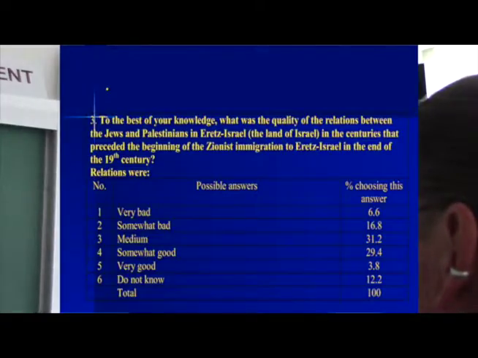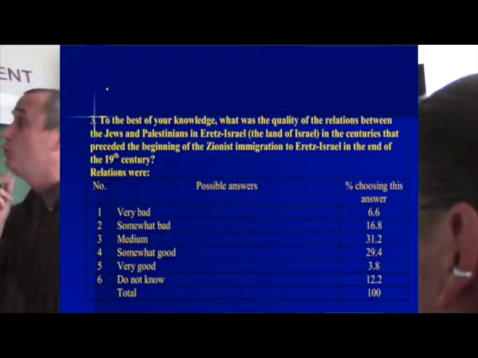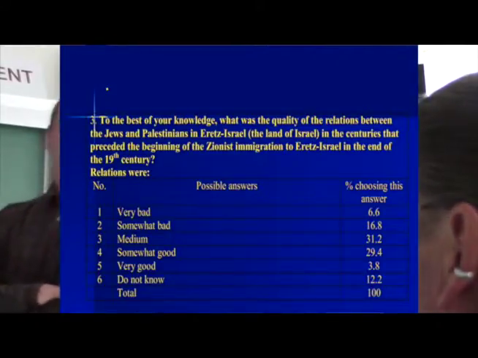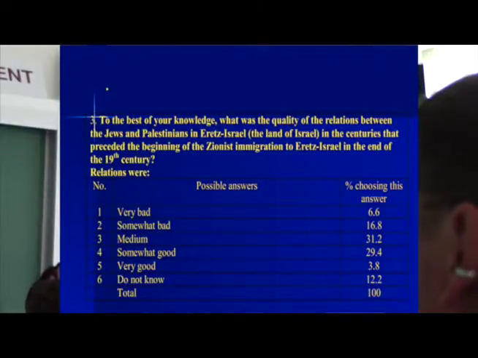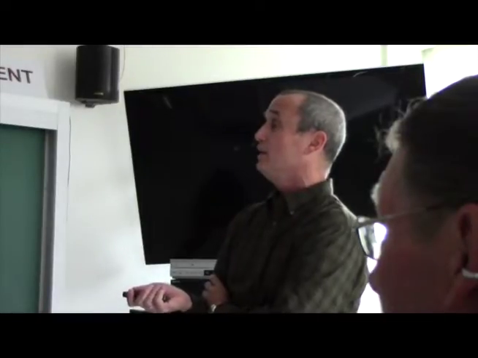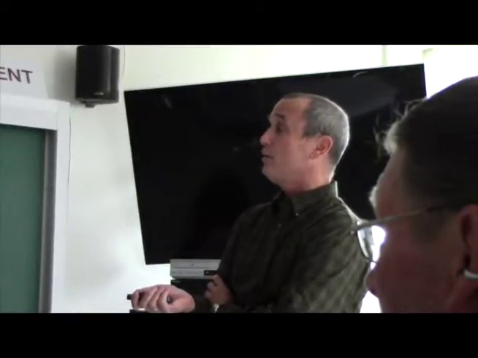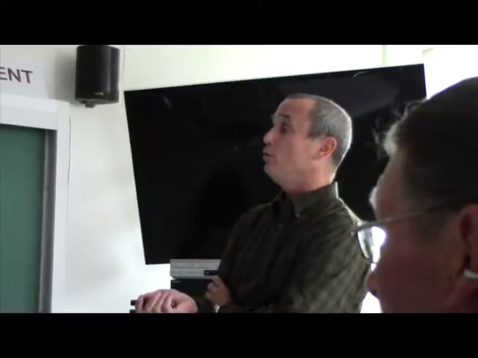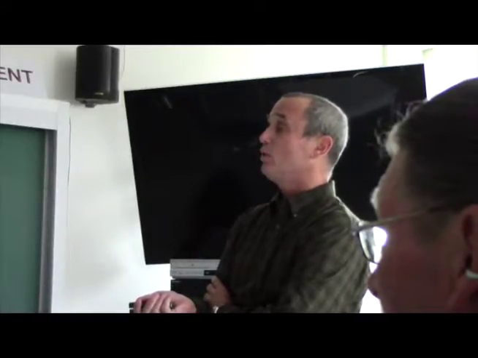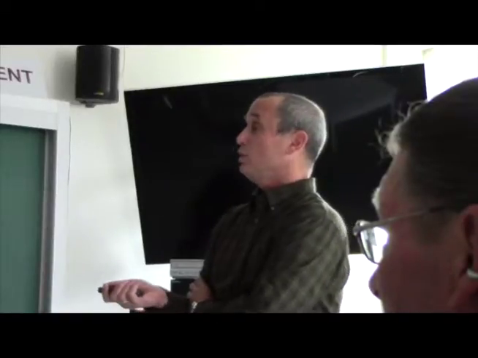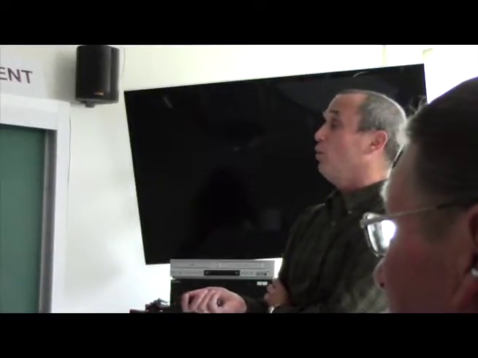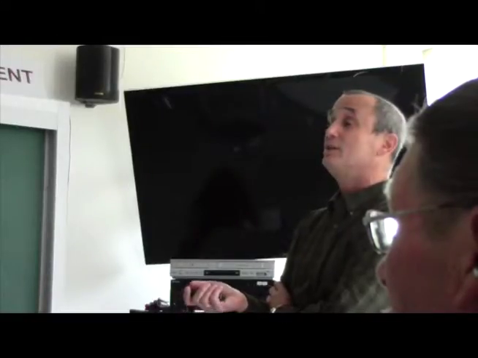Another example. To the best of your knowledge, what was the quality of the relations between the Jews and Palestinians in Eretz Israel? This is what we Jews call the land of Israel, and the Palestinians call it Palestine. In the centuries that preceded the beginning of the Zionist immigration to Eretz Israel at the end of the 19th century. Here we use the five-point spectrum of narratives. The first two are Zionist, very bad or somewhat bad, critical is medium, and the last two are Palestinian, somewhat good or very good. So here we see that only about 23% think that the relationship was bad.